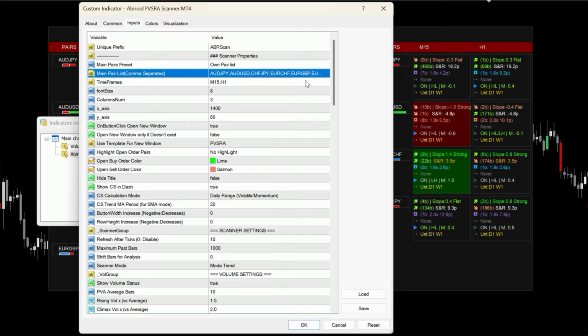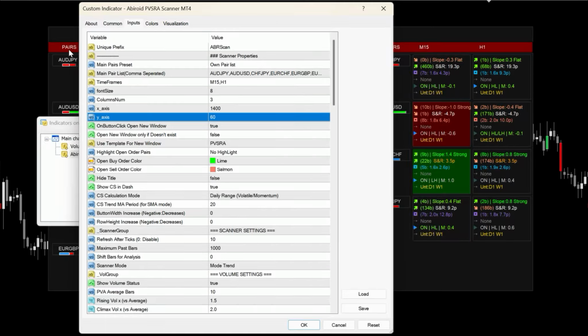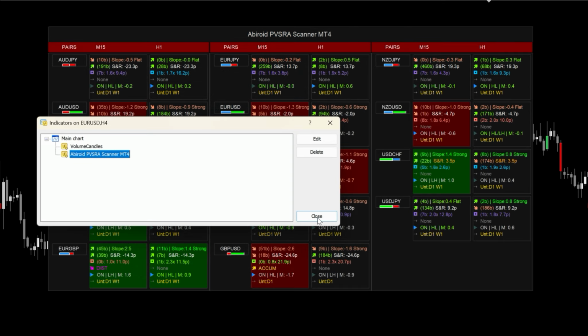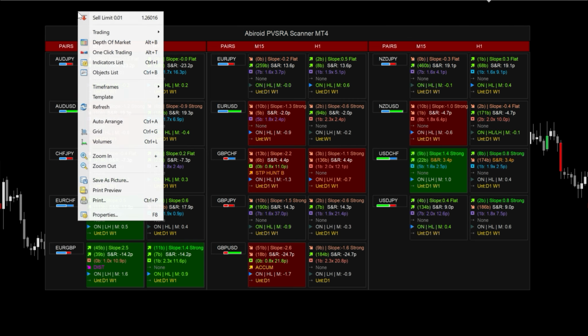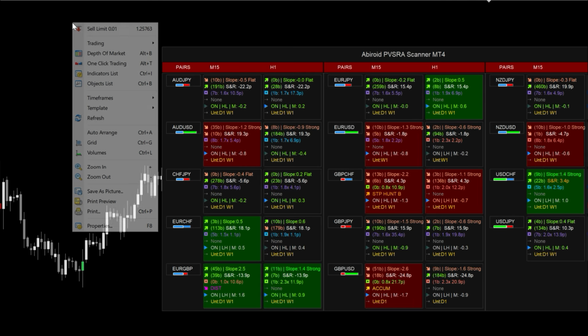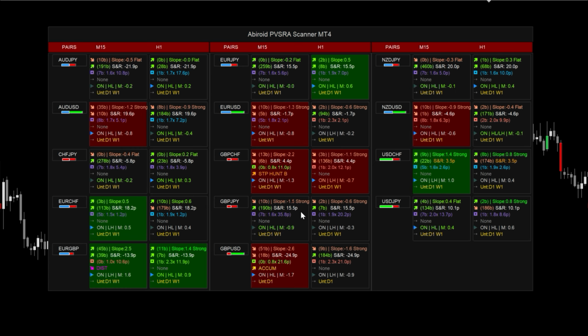Then you can have a comma separated list for time frames. You can set the font size or how many columns you want the dash to have, and X and Y axis where the dash should load. You can also move the scanner around, but after every time, if I move it and make any changes to the settings, press OK, then it will come back to the X and Y coordinates that I set.